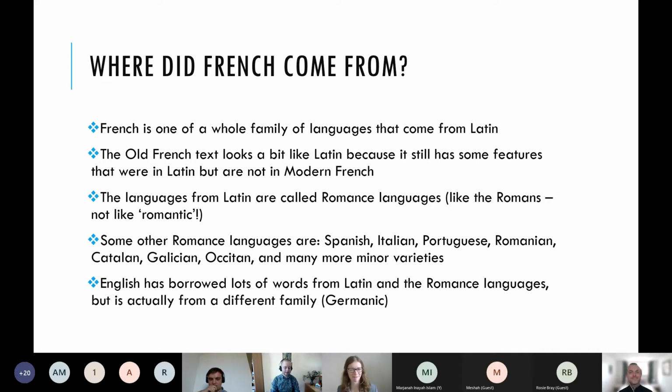That's a personal thought. So some other Romance languages are Spanish, Italian, Portuguese, Romanian, Catalan, Galician, Occitan, and many more minor varieties that you may not have heard of. Especially in Italy, we get loads and loads of different varieties. And English has borrowed lots of words from Latin and the Romance languages, but it's actually from a different family called Germanic. Let's move on.